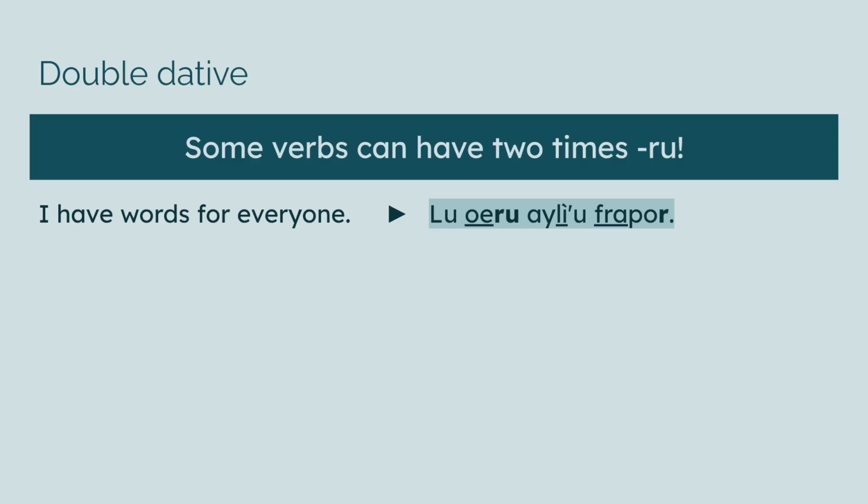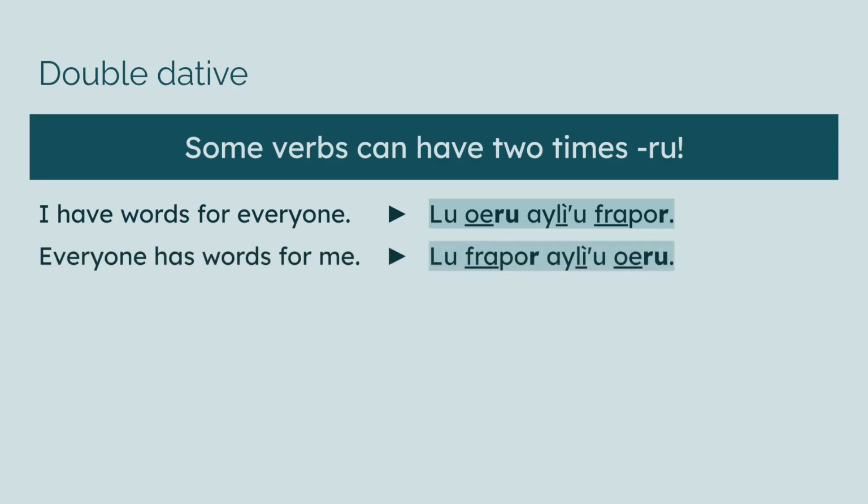Or I should say flexible word order. And the answer here is simple. Word order does actually matter here, so we can't switch it around. Everyone has words for me. Lu frapor aleu. So here, word order does actually matter.